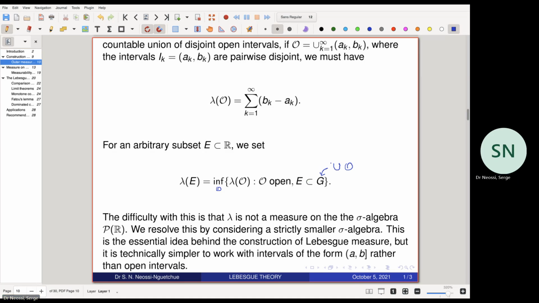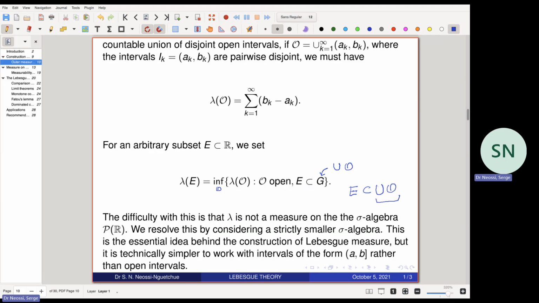So what are we doing? We take all possible coverings of E, that is, we take E in the union of O like this, where O are open intervals, and we take the infimum on such O. So for a given E, an arbitrary subset of R, we can always cover E by infinitely many open intervals. If you have a covering of E by open intervals, we compute lambda of each of these O covering E, and we take the infimum on all the possible O that will cover E. So that's how we should understand the definition of lambda E.